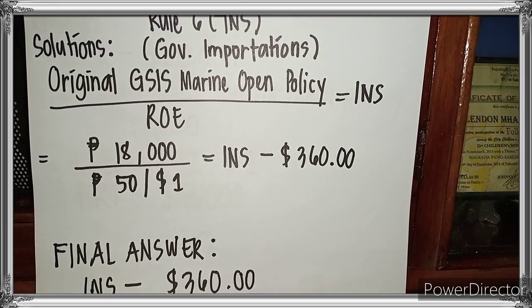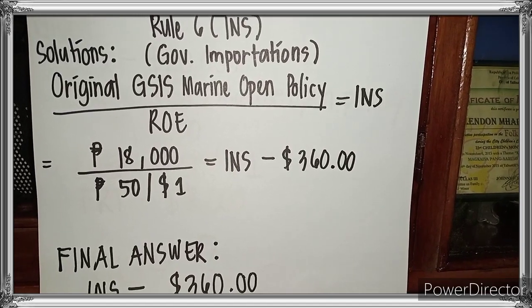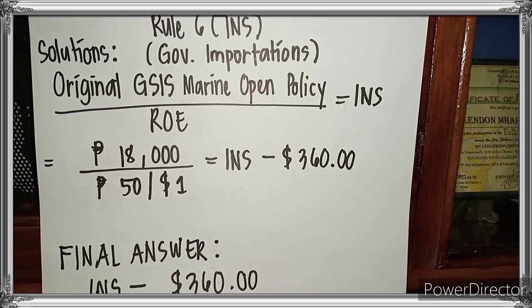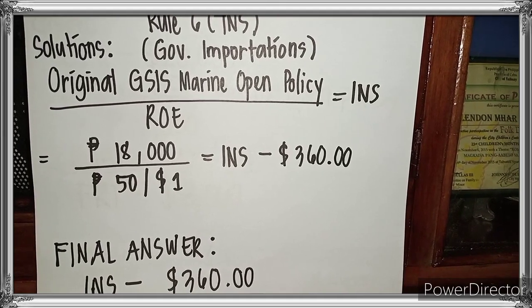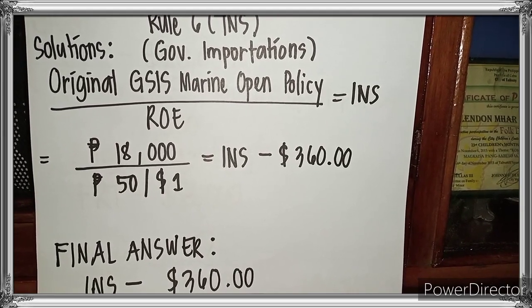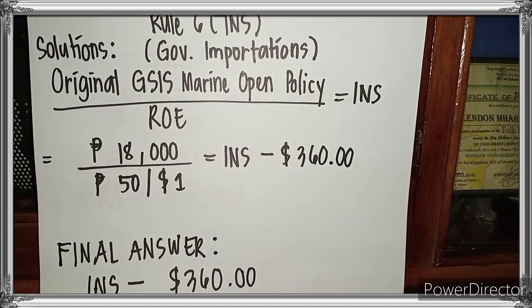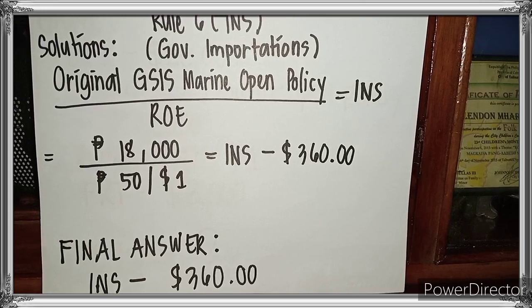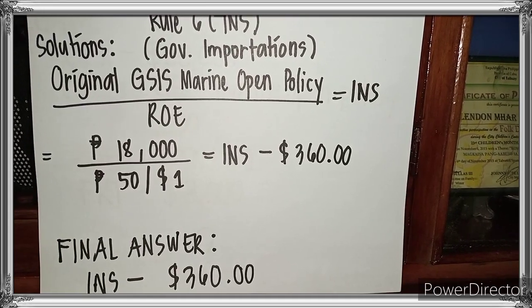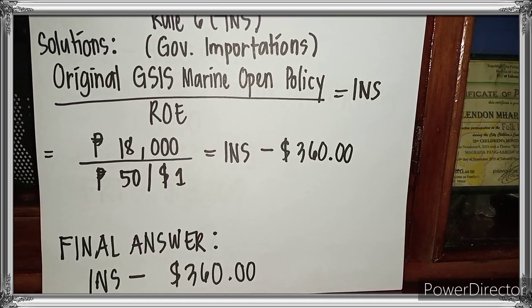So the final answer is an insurance worth $360. The problem has presented an original GSIS Marine Open Policy, and that is what we will be using in order to get the insurance. So we have here a $360 insurance for the problem.